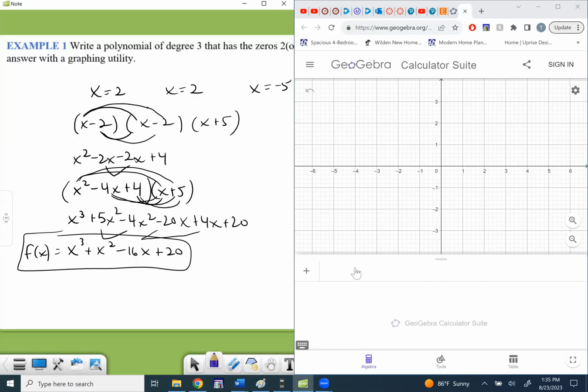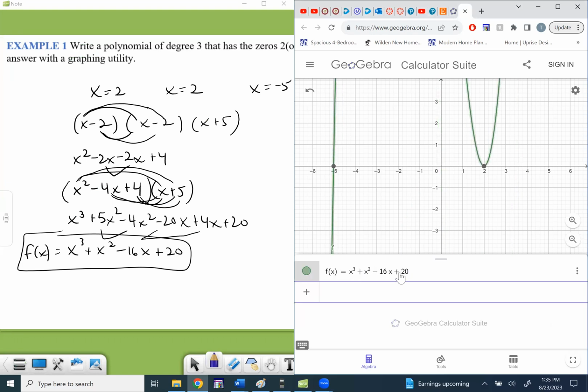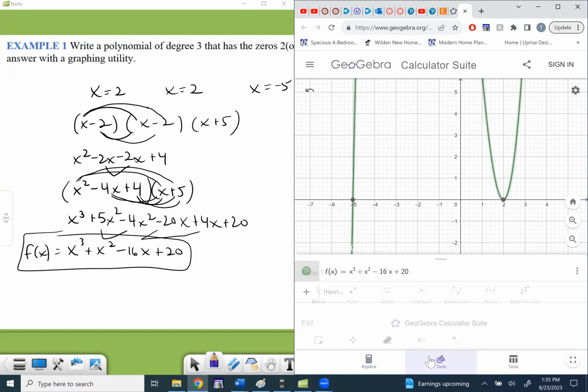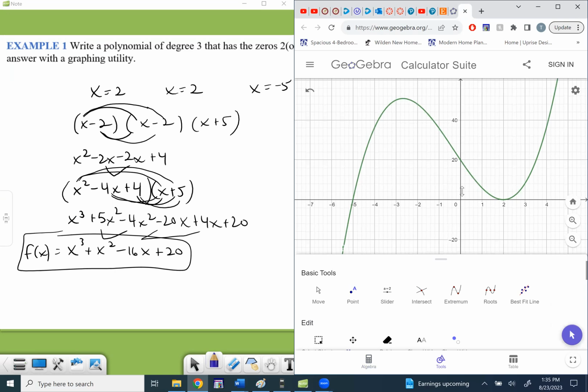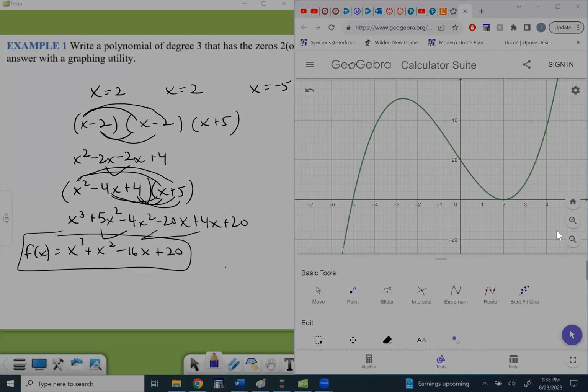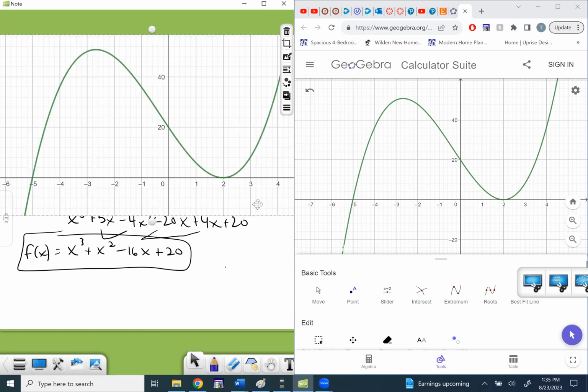All right, so the polynomial that we came up with is x to the 3rd plus x to the 2nd minus 16x plus 20. And so we said that we should be, let's shrink this down a little bit, you guys. There we go. So we said that the zeros were -5 and 2. We said we should be tangent at 2 because it had an even multiplicity, and we should cross through -5. So this is exactly what we were hoping. Let me just come in here and get a little screenshot. All right, so this is exactly what we want.